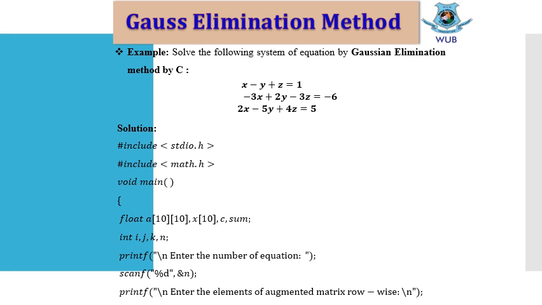There is an example given for you, which is solved by the Gauss elimination method using C programming. So all of you can see that there are three equations given here. From these three equations, we identify the values of x, y, and z, which are the unknown variables of these equations, by using the Gauss elimination method.